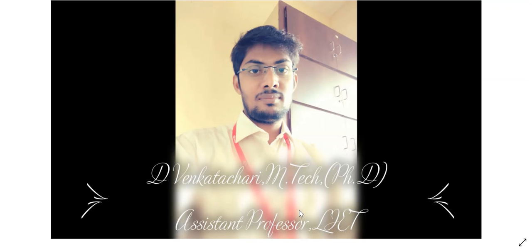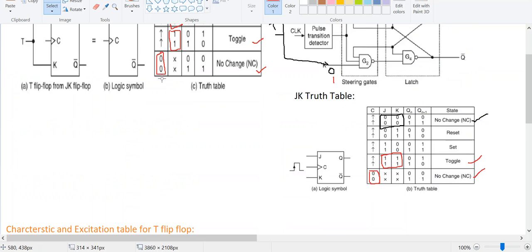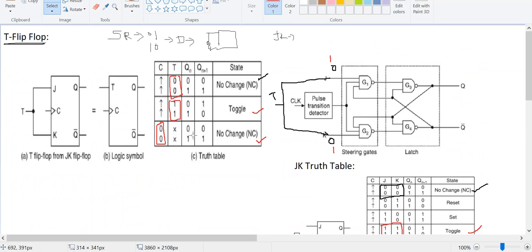In this video lecture, we would like to discuss the concept of the characteristic and excitation table for the T flip-flop. In the last video, we discussed the T flip-flop operation, its truth table, and its logic diagram also.